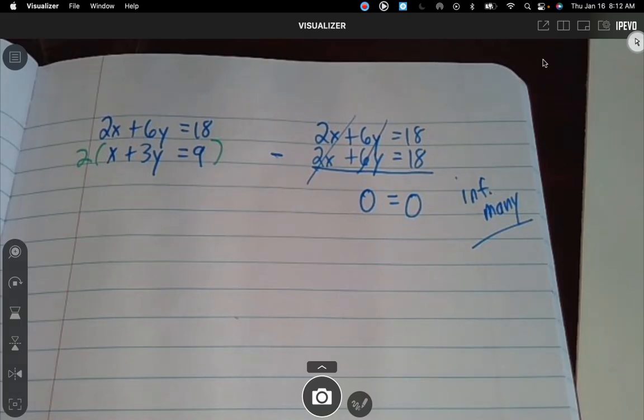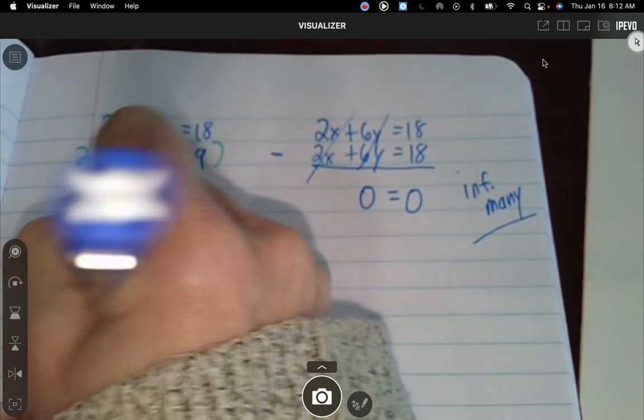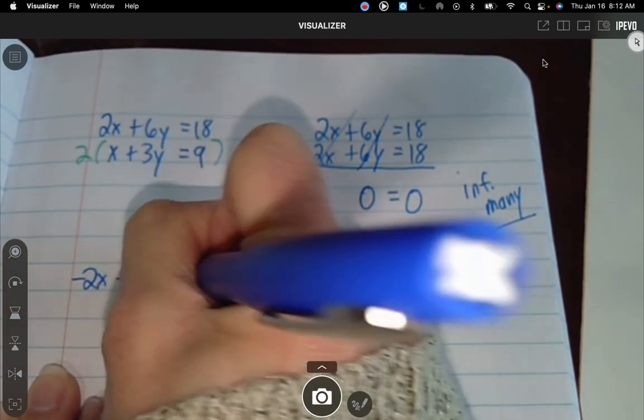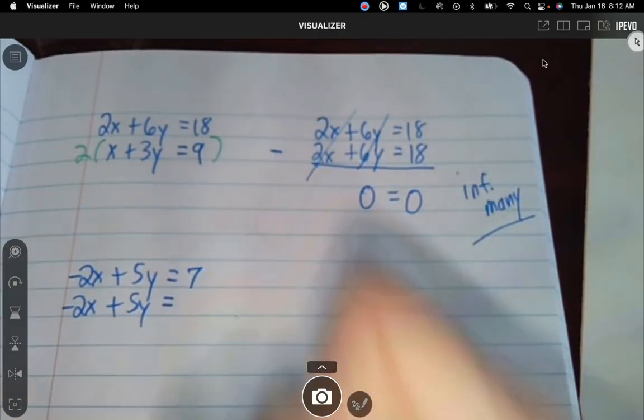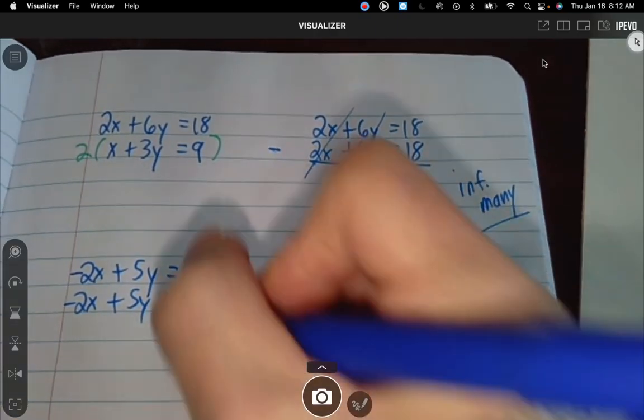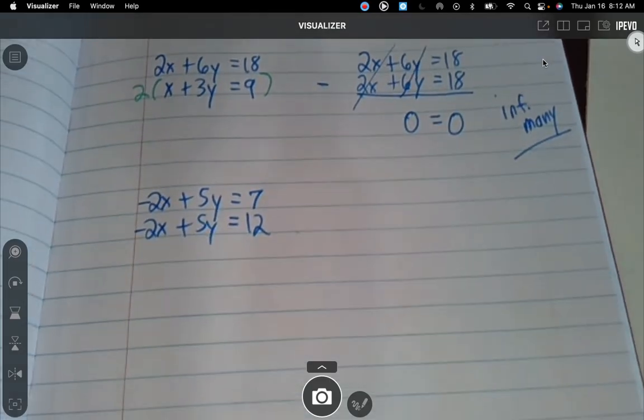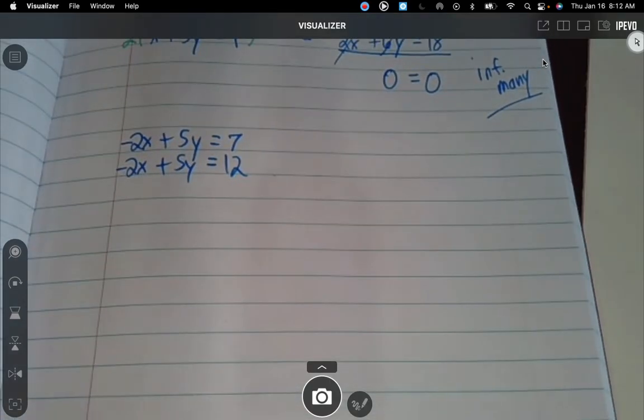Let's do another one. Negative 2x plus 5y equals 7. Negative 2x plus 5y equals 12. Do any of the numbers match? Yeah. What do you notice? A lot matches, but not everything. But a lot of stuff matches. So, do you want to get rid of the x's or the y's?